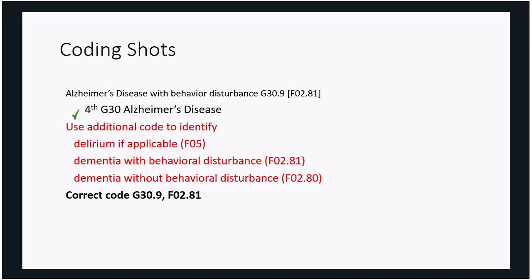So in this particular case, Alzheimer's disease with behavioral disturbance, our correct code is G30.9 followed by F02.81, and again the code in brackets will always be secondary. So again, always verify your code in the tabular list and follow the instructions that you see in the tabular.